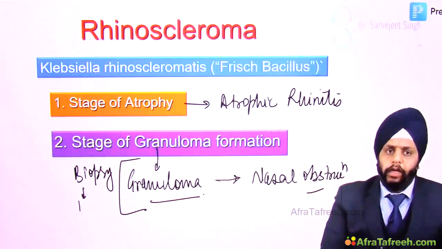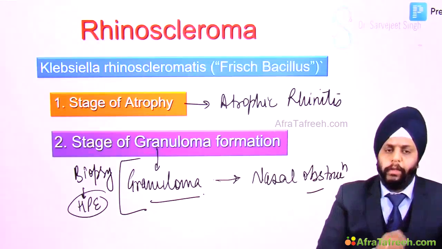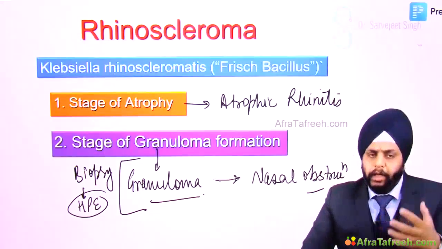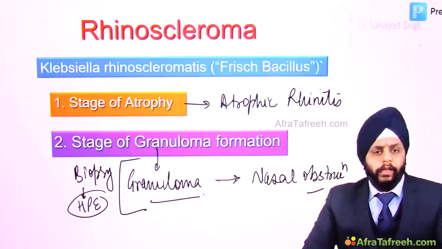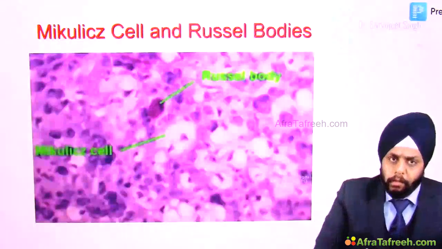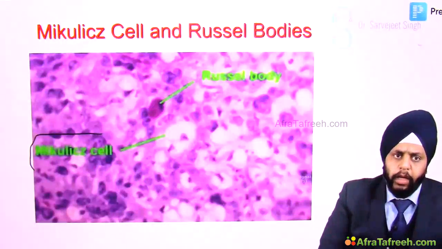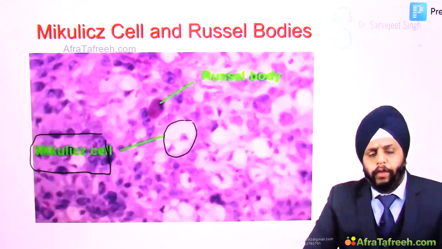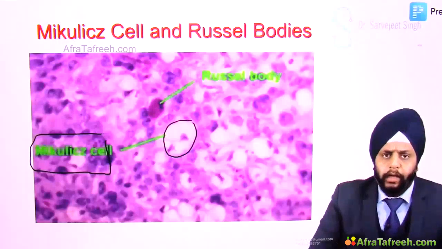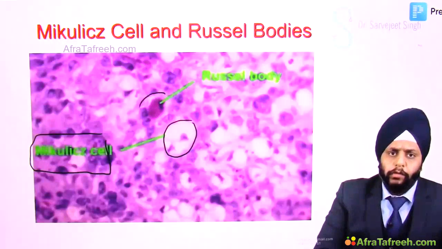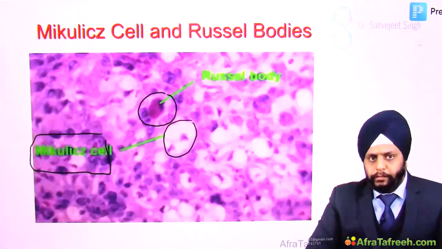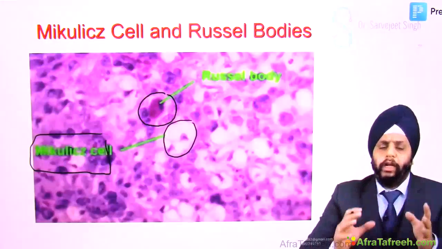Okay, and we have to send this biopsy for histopathological examination, right? And what we will see in biopsy and histopathological examination, we will see Mikulicz cells. So you see over here, we have these cells with lot of cytoplasm. Okay, so big cells with lot of cytoplasm known as Mikulicz cells, and we have these dense eosinophilic bodies. These are known as Russell bodies. Okay, so we have Mikulicz cell and Russell bodies.